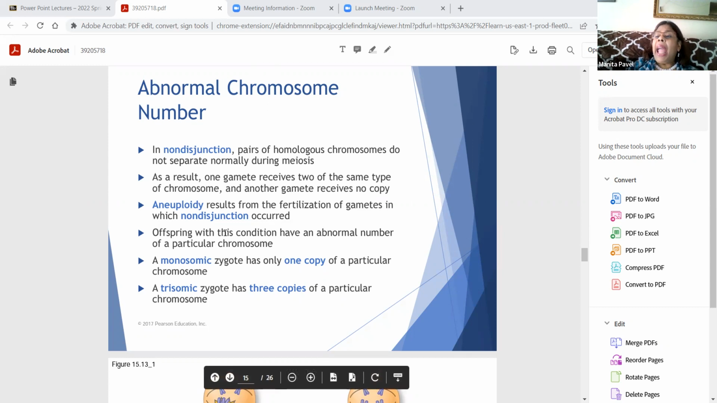Now, in aneuploidy, what results is on account of the fertilization of the gametes in which non-disjunction occurred. So aneuploidy was seen in Down syndrome. Offspring with this condition have the abnormal number of a particular chromosome that we saw, 47. Monosomic, the zygote has only one copy of a particular chromosome. Trisomic, as we saw in Down syndrome, has 3 copies of a particular chromosome.